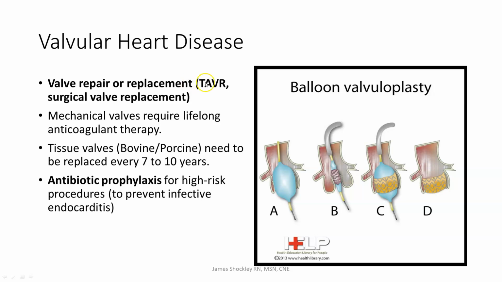Valve repair and replacement would include transaortic valve replacement and surgical valve replacement. You can consider a mechanical valve. The issue with a mechanical valve, and why we kind of went away from it, is that it does require lifelong anticoagulation therapy. We've talked about the fact that we can use bovine or porcine, but again, that needs to be replaced every 7 to 10 years. And we're going to do lots of patient teaching for our prophylactic antibiotics, just like we did for inflammatory.